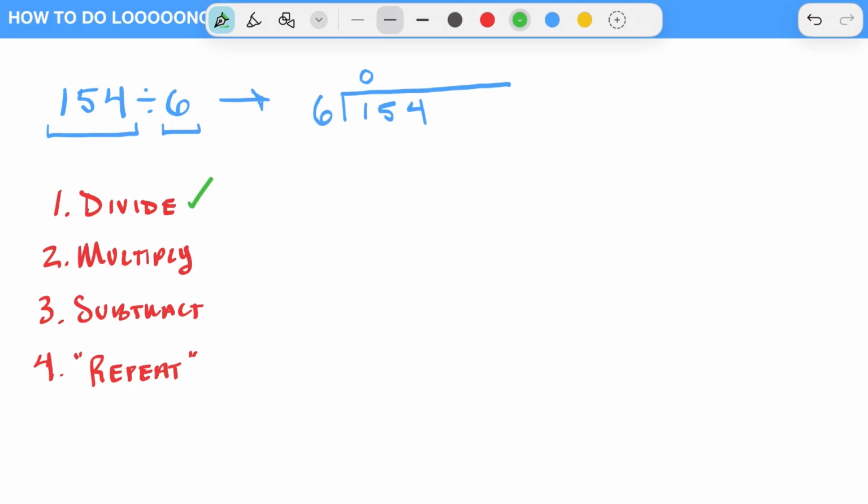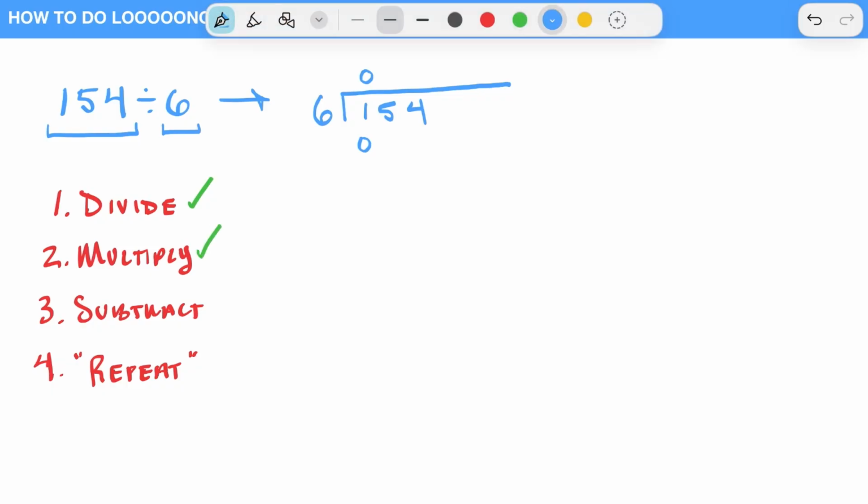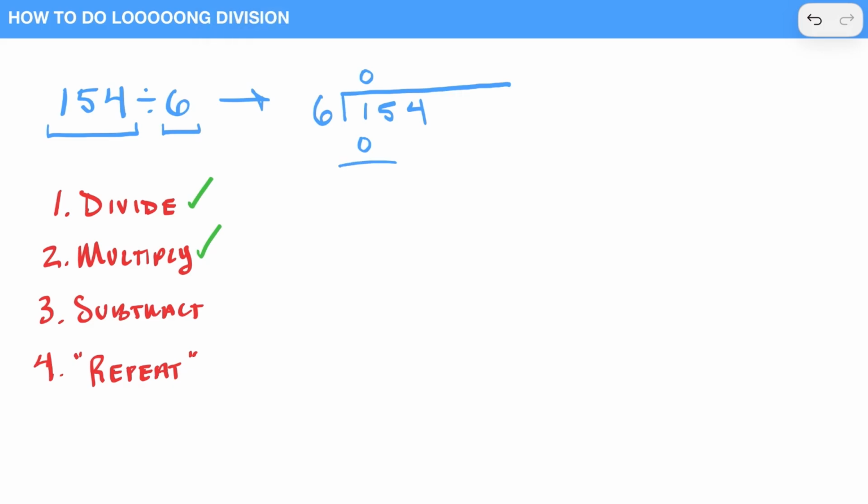We're going to multiply this 6 by this 0, and we get 0. And we're going to write it right below the 1. So we have now divided, and we've now multiplied. And now we're going to subtract. We're going to subtract off what we have. We're going to do 1 minus 0. 1 minus 0 is 1. And now what we're going to do is we're going to do the bring it on down and bring it on back part.